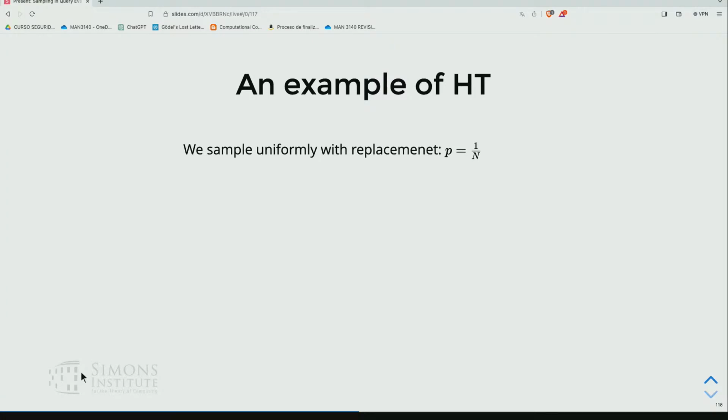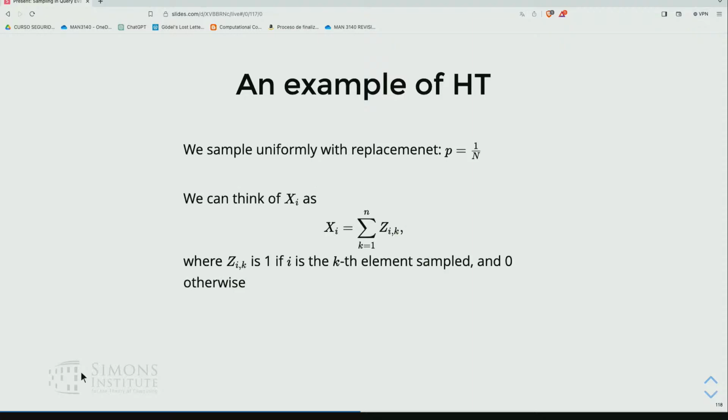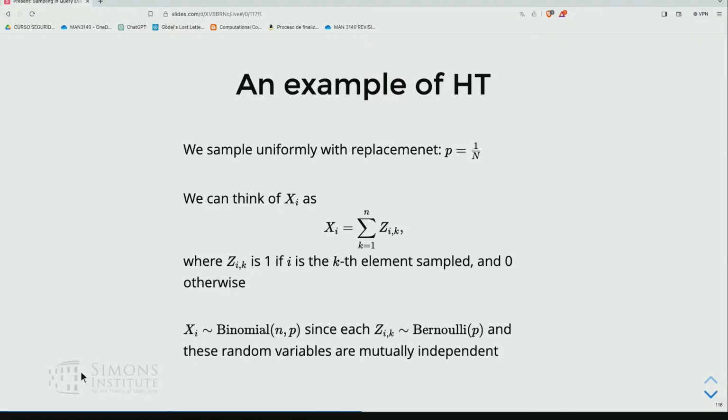You sample uniformly with replacement. So in this case, the probability is 1 divided by n, right? Then you can think of this variable x sub I as a sum of variables that have a second index k, where this variable is 1 if I is the kth element sampled, right? So we're going to do n samples here. And since these variables are distributed Bernoulli with probability p, these are going to be distributed binomial with parameters n and p.